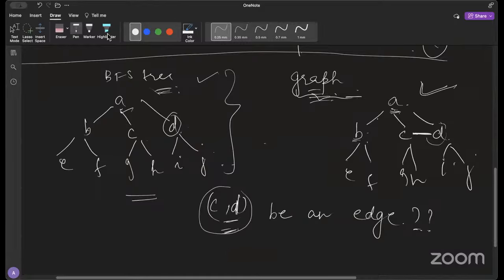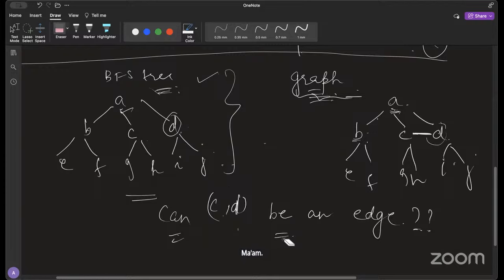So how can we be sure that CD has an edge or not? We're not sure about it. The question is, that's why it asks, can this be an edge? We're not saying that this is an edge in the original graph. We're saying, can this be an edge? Is there a possibility that this is an edge there? That's it.